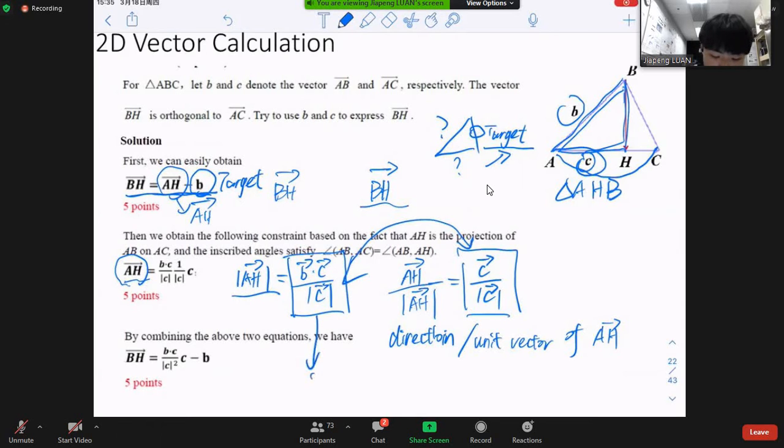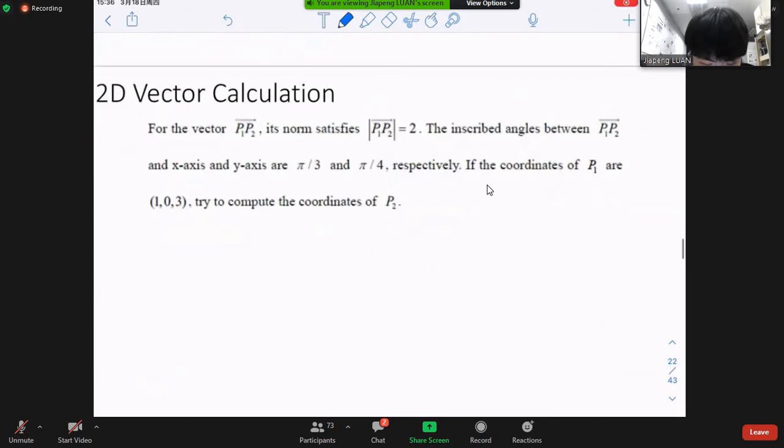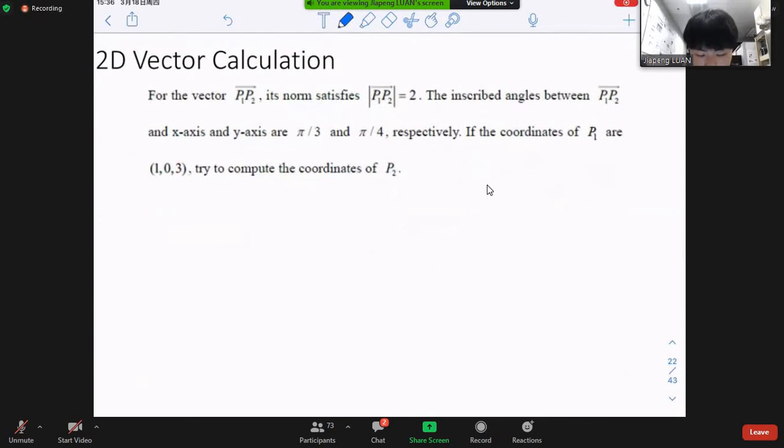You need to know that this is a scalar, and this is a vector. So that is how you get this vector AH. Then you have AH, you can calculate BH using this target equation. Okay, this is how you get BH. And then for this problem, I'll give you 3 minutes to think about it.